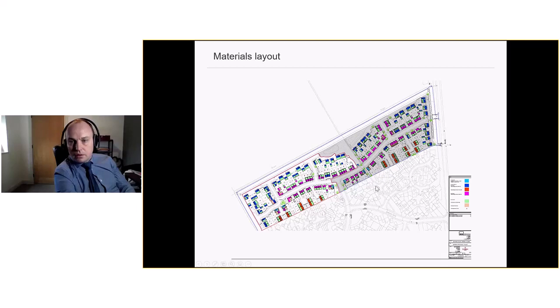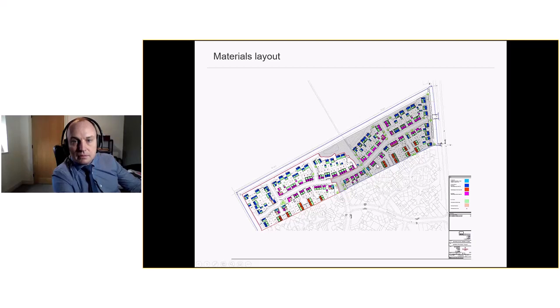So this shows the materials distribution through the site, and you can see that we tried to keep the same character along that main spine road through the site, and then a different use of materials to define different areas within the site, and again consistent with those that were used and approved under phase one.